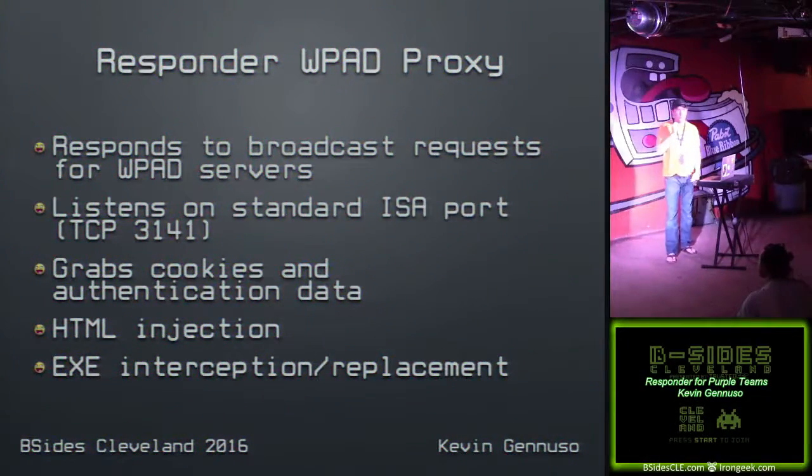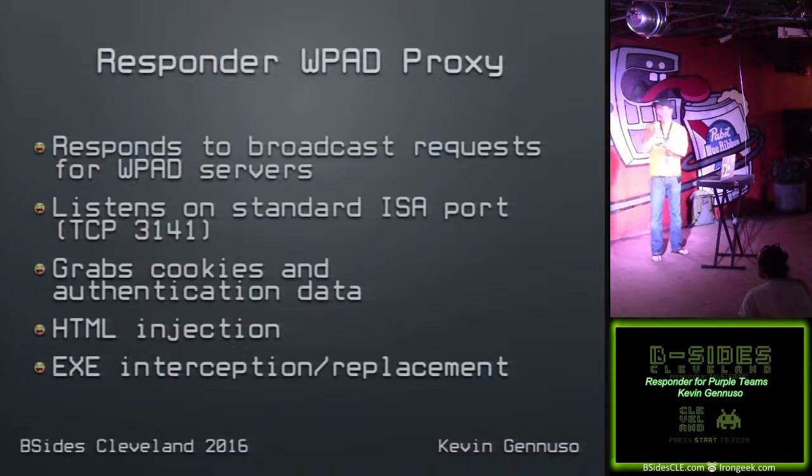Okay, we'll talk about the Responder WPAD proxy real quick. It responds to broadcast requests for WPAD servers, which are common if you have that checkbox in Internet Explorer ticked. It listens on a standard ISA port, TCP 3141, and it's able to grab cookies and authentication data. It's able to inject HTML in non-encrypted sessions, and actually in encrypted sessions as well, if the user accepts the certificate from Responder and says, yes, I'm cool with that error message. And then it also allows EXE interception and replacement. So it'll sit there and watch for any user that goes out and attempts to download an EXE, and it'll replace that EXE with its own, which of course is a malicious payload that gives you some sort of backdoor.